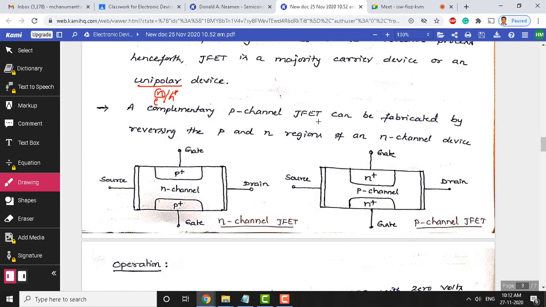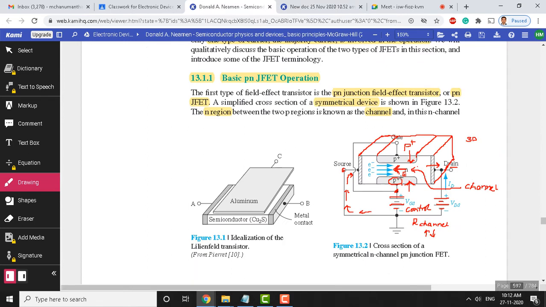A complementary p channel JFET also can be fabricated. Though we have shown here the n channel JFET, you can make a p channel JFET also by reversing this, changing the p plus layer into n plus, this p plus layer into n plus, and making the channel of p type. So, you can make it as a p channel JFET. That is very easy to make.